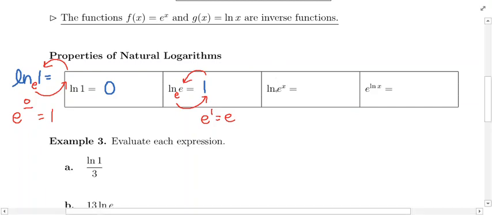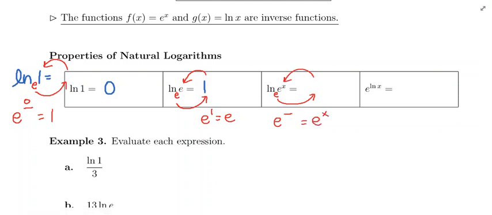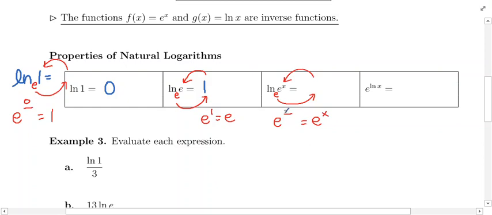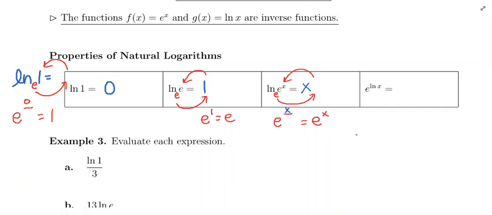All right, moving on to the third property. What's the natural log of e to the x? Same thing. If I take my base, which is e, e to what power is going to give me the quantity e to the x? The only way those two things can be equal is if this exponent is x. So the natural log of e to the x is x. Natural log and e, when they are side by side, they cancel out.